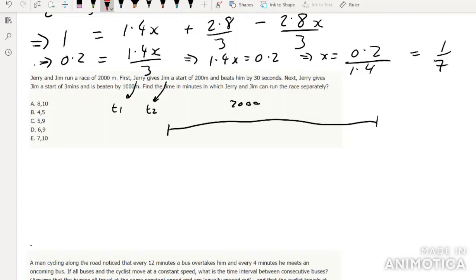So Jim has only done, in other words, T1, the time it takes Jerry to do the race, is equal to, and then how much of the time does Jim take? From when he starts, Jim only needs to do 9/10 of the race left. So that will take him 9 T2 over 10.